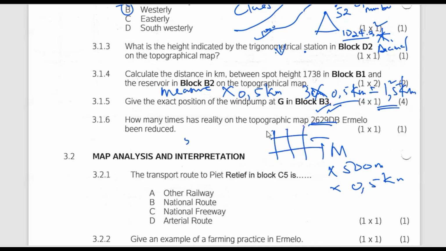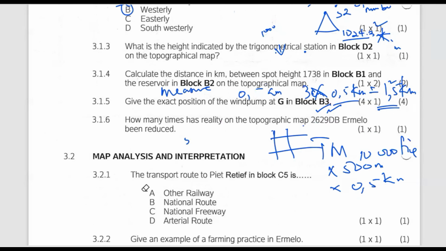Then the topographic map is 50,000 times. That is the reduction that was used for reality to apply it on paper. If it is the orthophoto, your reality is reduced by 10,000 times. That is the difference in the scale between those two types of maps that we use. Right. We move on to the next question.